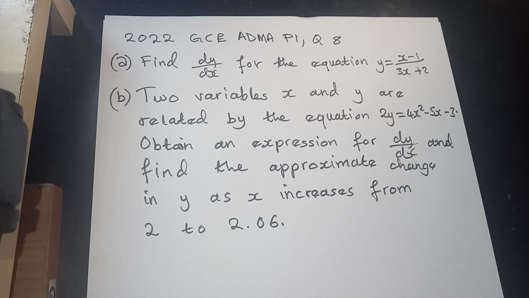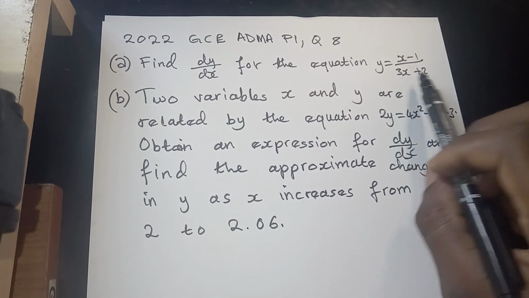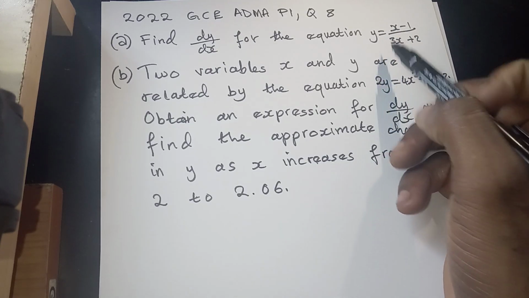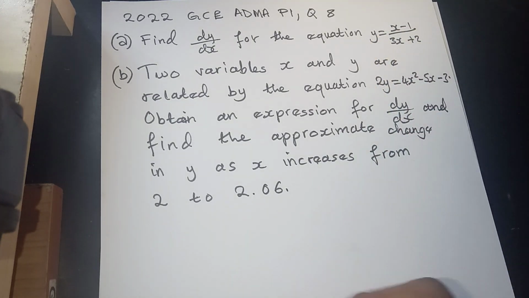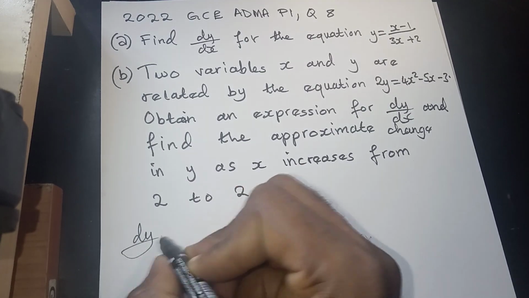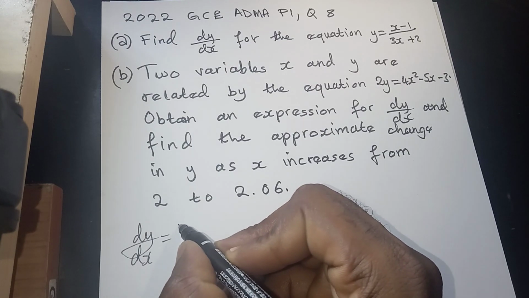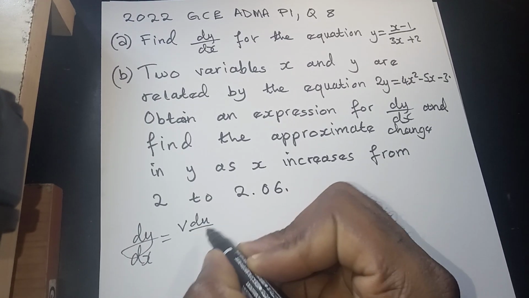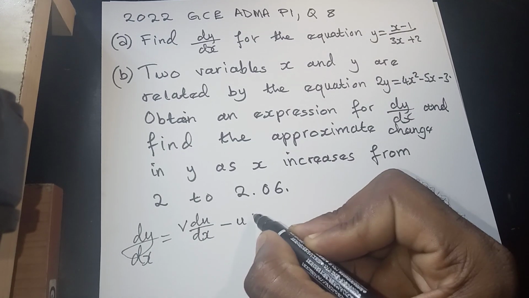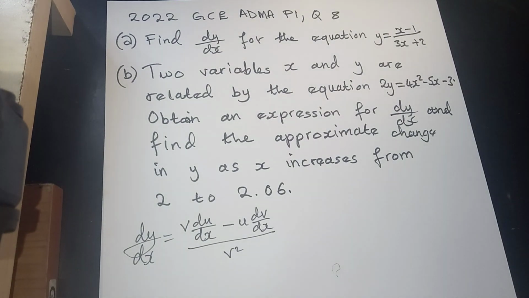Find dy/dx for the equation y = (x - 1)/(3x + 2). As you can see, we have two functions of x dividing, so that means we apply the quotient rule, which states that dy/dx is equal to: start with a v, then you have du/dx minus u dv/dx and end with a v squared.